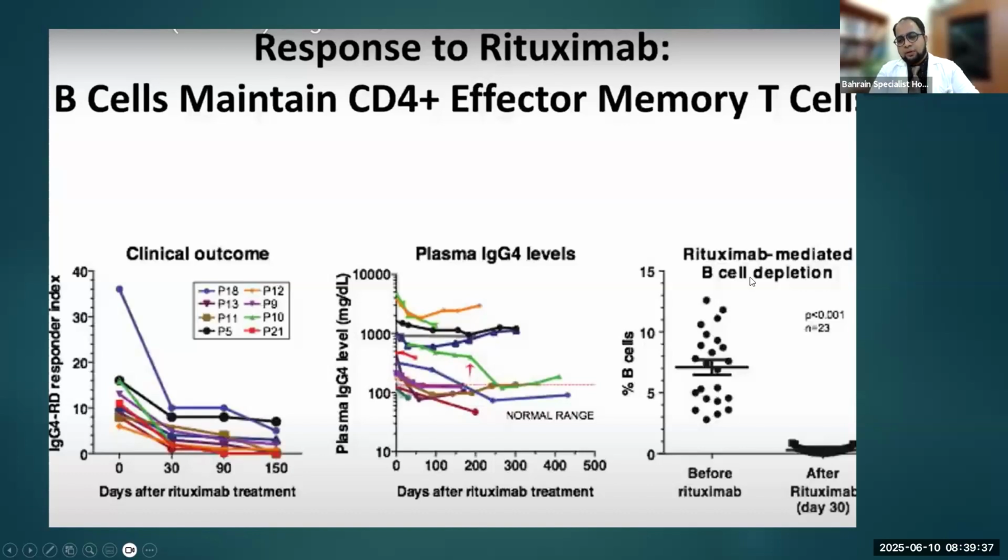And after the rituximab therapy has been started, what happens to the B cell population? It gets drastically declined. Like after 30 days, they're completely declined.